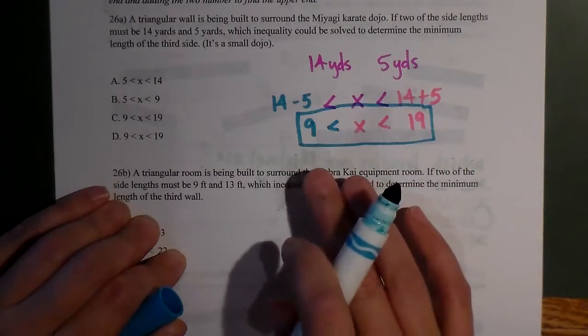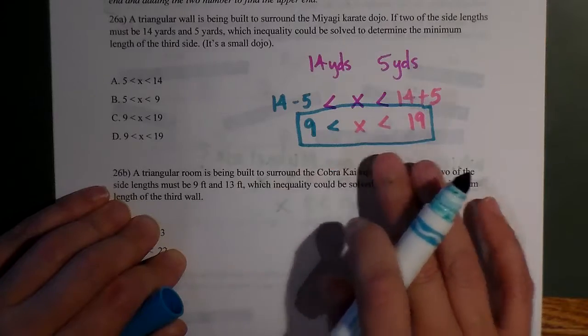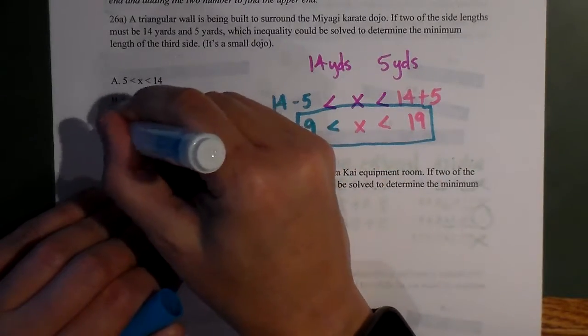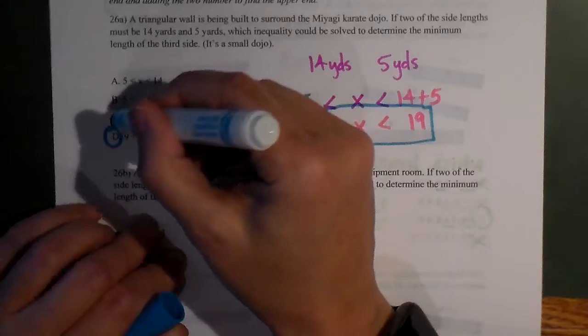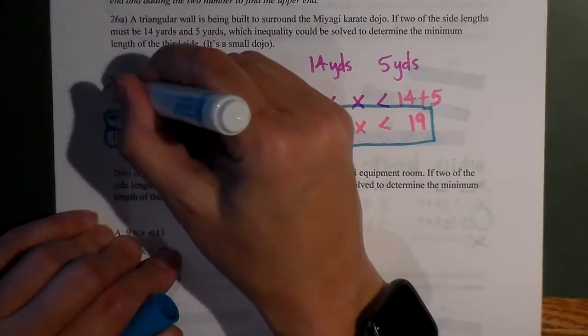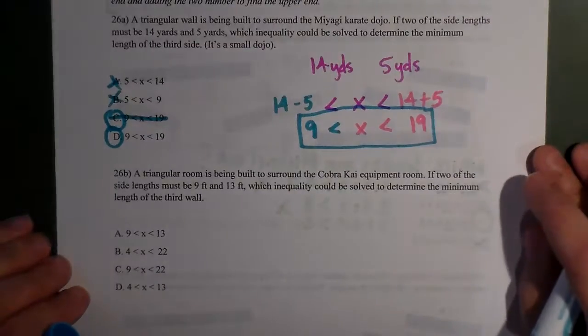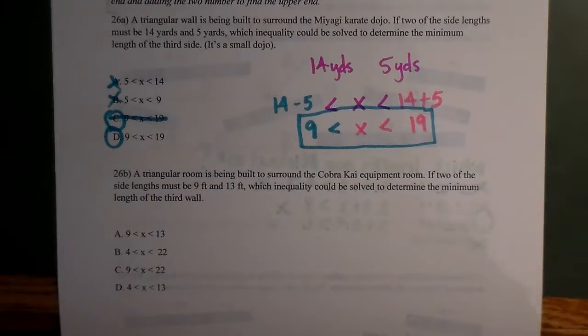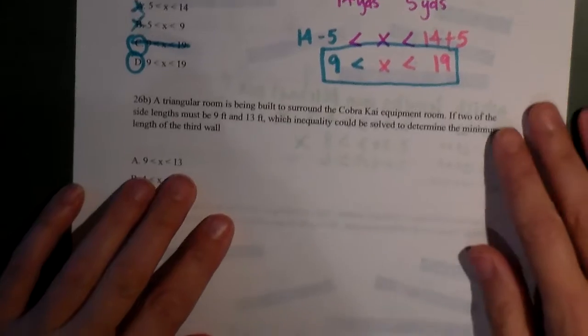So the correct answer here is 9 has to be, so it has to be this one here. And I apologize, these two are the same answer. So both of them are correct. C and D are correct. Okay. So it's right there between 9 and 19. So let's look at the next one.